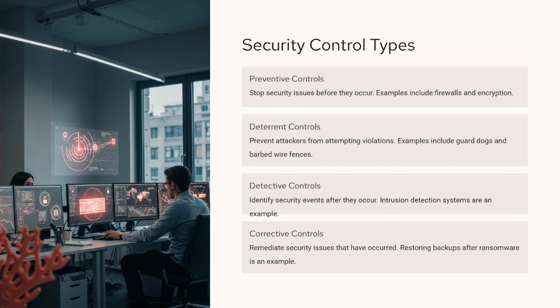Then we have detective controls, which identify security events after they occur. Examples include intrusion detection systems, cameras, etc. Then we have corrective controls, which remediate security issues after they occur. Example is restoring backups after a ransomware attack.